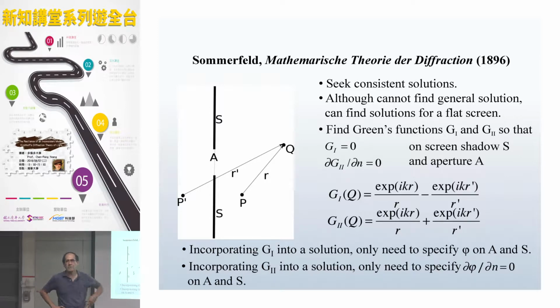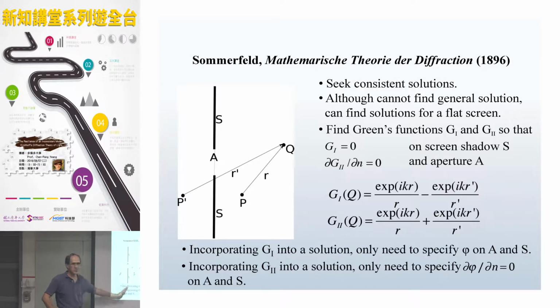So for Sommerfeld, the problem, of course, is to try to find out the set of boundary conditions that can produce consistent solutions, so that the solutions can reproduce the boundary conditions. So how to do that? Well, he found that it was hard to do in general, but it could be done in a particular scenario. So, which is this?